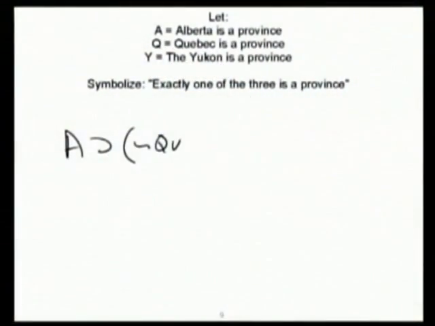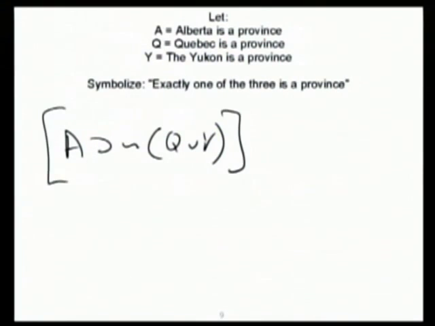I have: if A, then not Q or Y. If A, then not Q or Y. Well, I had "not" on the outside of the brackets. Oh, I'm sorry, not, I see what you're saying. Q or Y, right? And I just repeated that with Q instead of A. But what's the connective?